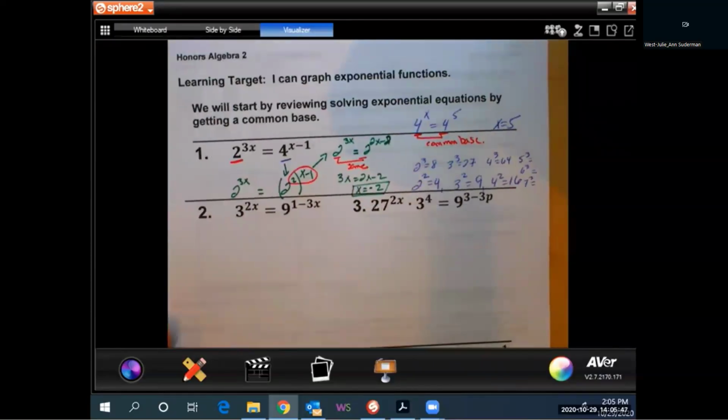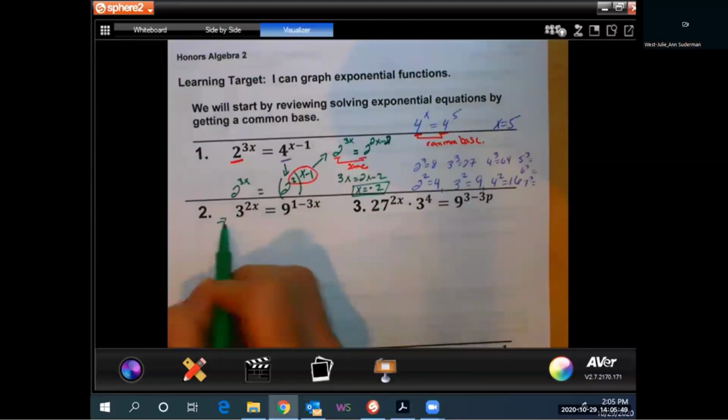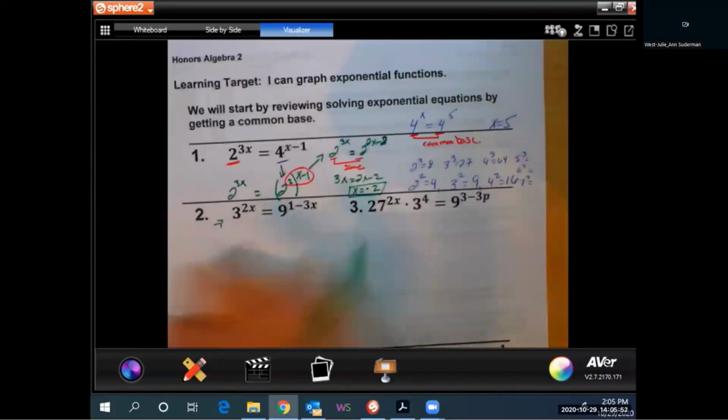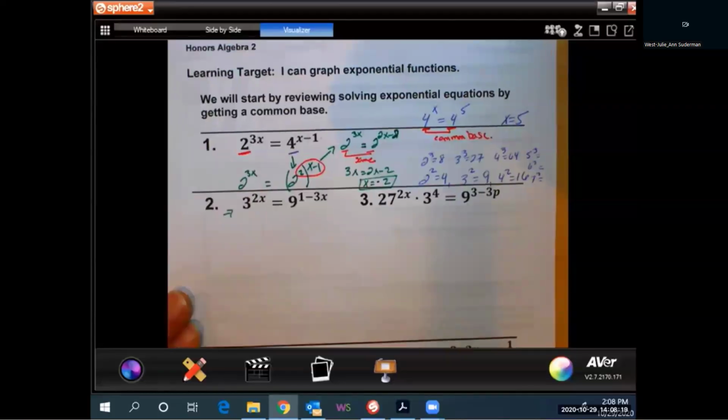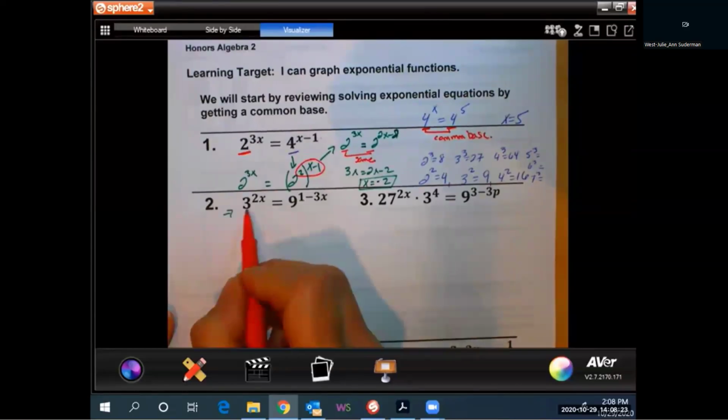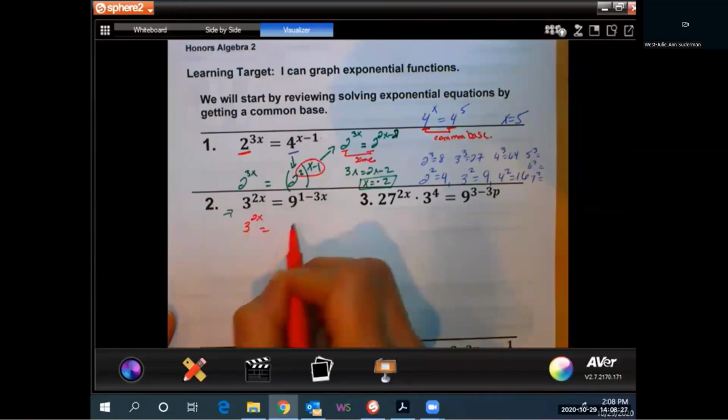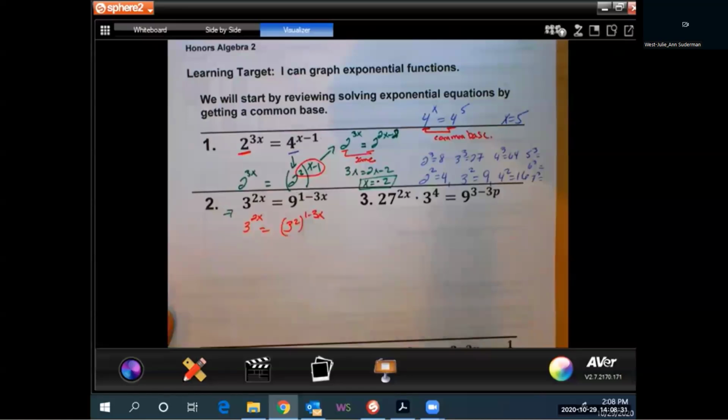All right, you guys try this one. All right, so we don't have a common base, so we need to get one. 3 is going to be the lowest base. You can't break 3 down. So we're going to keep 3 to the 2x. 9 we can write as 3 squared. We're going to break down 9 into 3 squared so we get the same base. That's our goal here, get the same base.